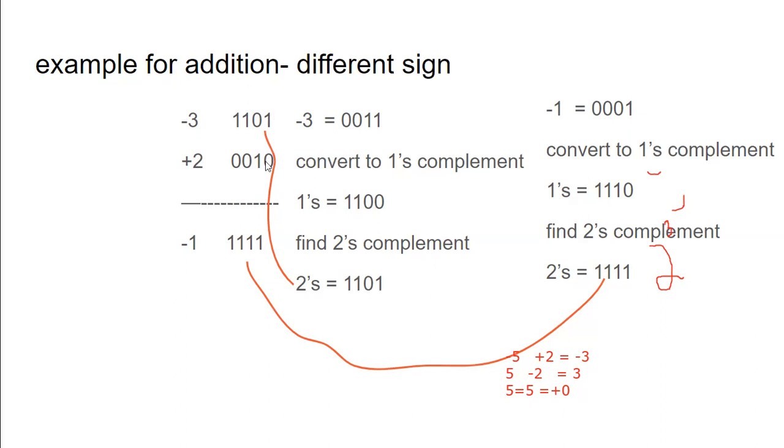What happened? 1, 1, 1, 1. All 1's. Now I want to verify whether the answer I got is correct. So the minus 1 equivalent 2's complement is this. We'll verify. First we represent plain 1, 0, 0, 0, 1. Find its 1's complement, which is nothing but this. Then the 2's complement is this. So our answer is correct. Now in the next video, we'll see about subtraction.